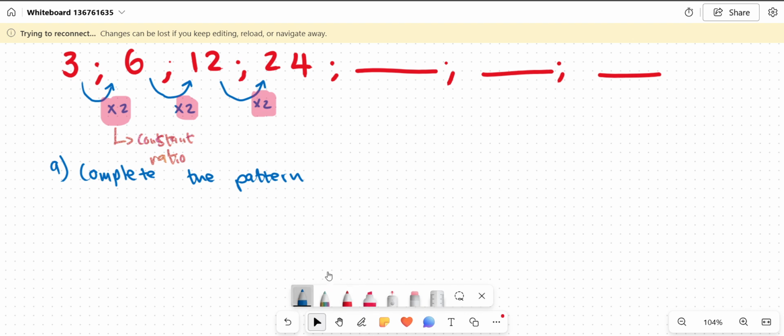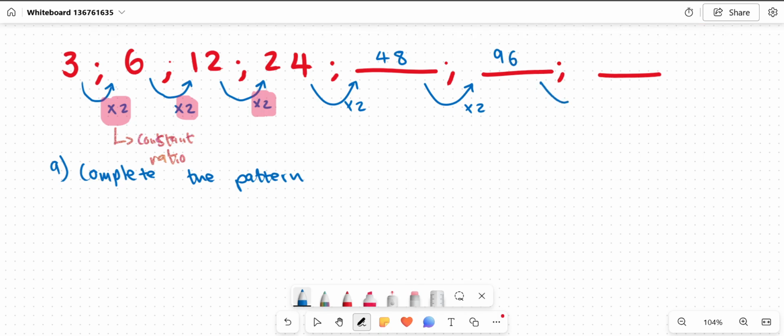So to find those next 3 terms, again, you just keep multiplying by the same 2. So you times that by 2, you get 48. You times 48 by 2, you should get 96. And you times 96 by 2, you should get 192. And there we go. So we've completed this pattern. Then question B asks us to find the general formula, the nth term of the pattern.